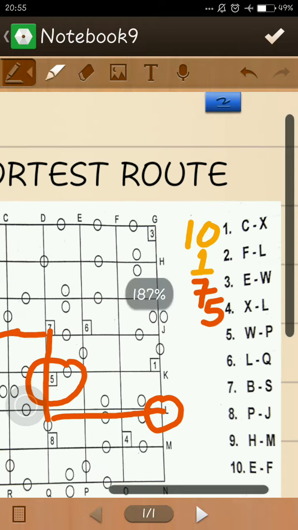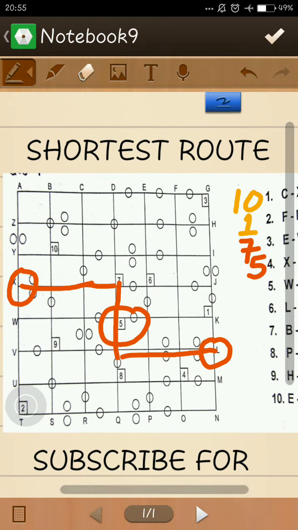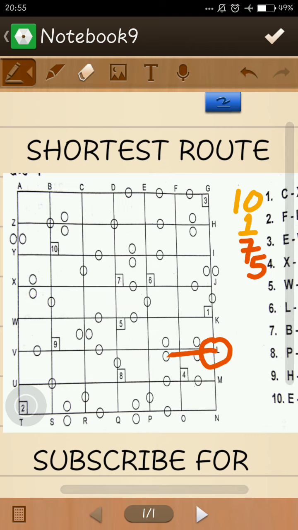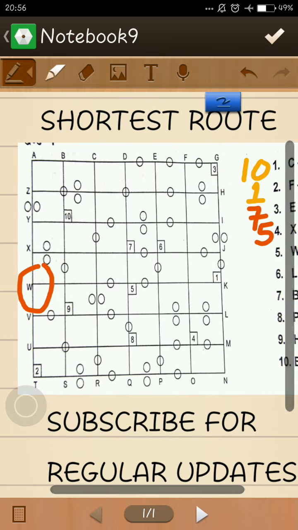And the fifth question is W to P. W to P. So first of all, as earlier I have done, I will mark 2 points W and P. So W and P is here.